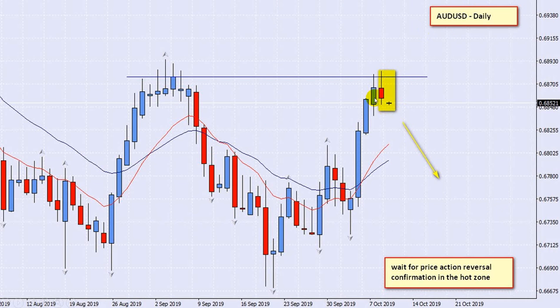So I've marked out my hot zone, and I'm looking for a reversal pattern in this hot zone. Once I get that, then it's all systems on and it would be a legitimate and appropriate trade. So this morning's chart of the day: Aussie US dollar on a daily time scale.